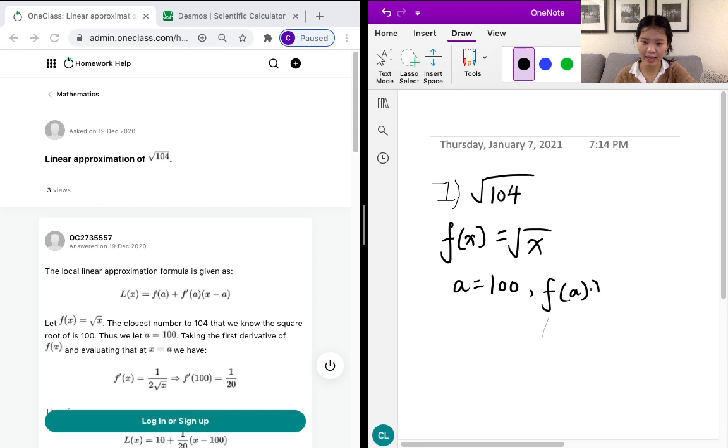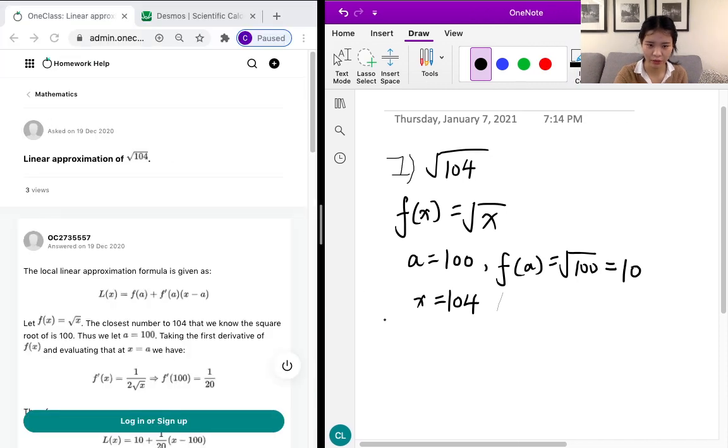So we know f of a equals the square root of a, and we also know a is 100, so the square root of 100 is just 10. I mean, both positive 10 and negative 10 work, but we're just going to use 10 right over here. Okay, and we also know x, which is the number that we would like to approximate. It's 104, because I want to approximate 104 in this case.